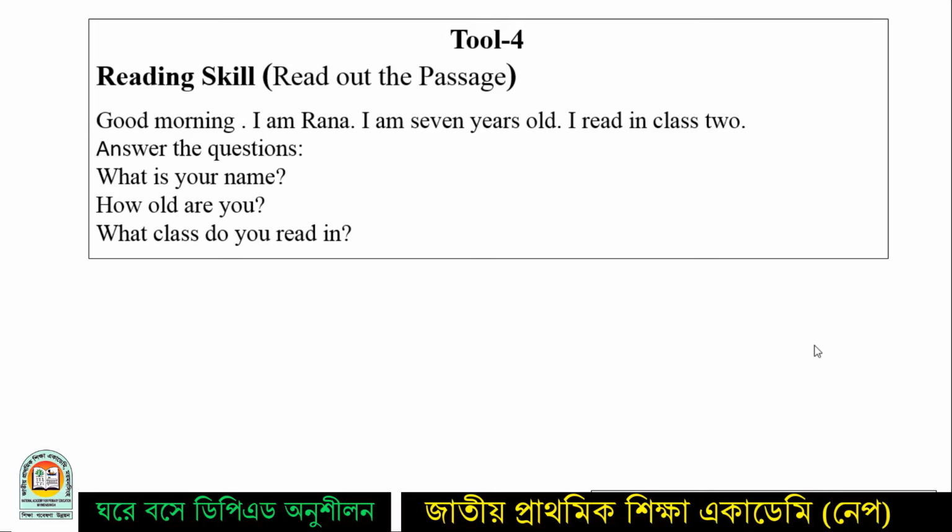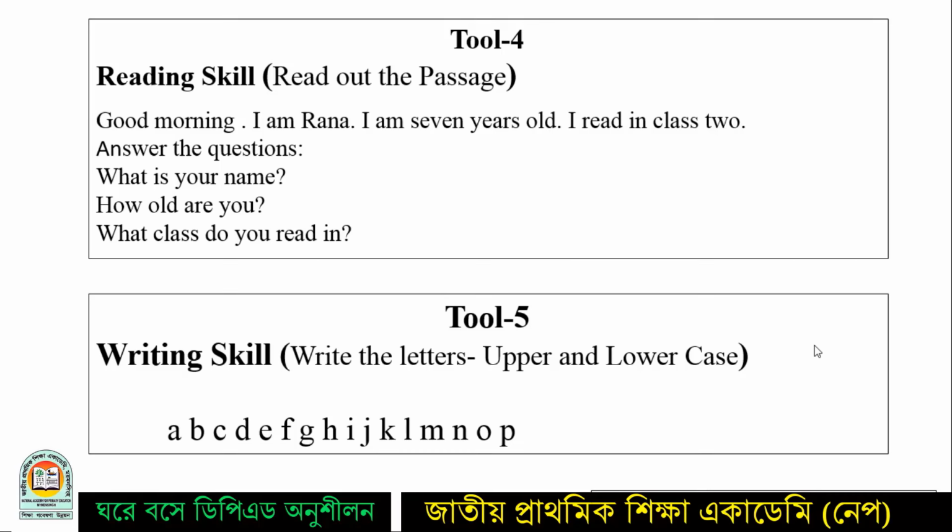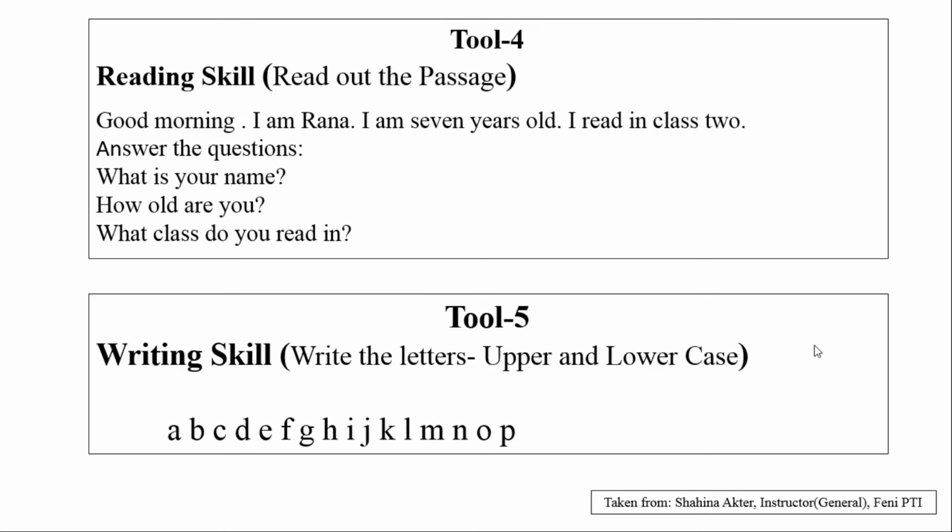For example, good morning, I am Rana, I am 7 years old, I read in class 2. Here the questions are: what is your name? How old are you? What class do you read in? Tool number 5, writing skill. Focus on writing the letters, upper and lowercase. So these are the 5 tools for class 2.